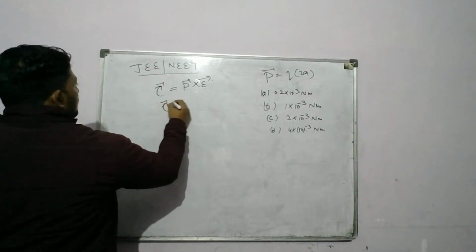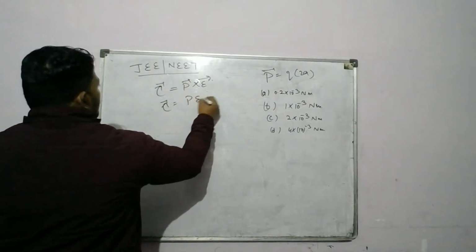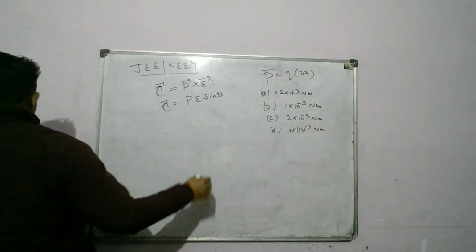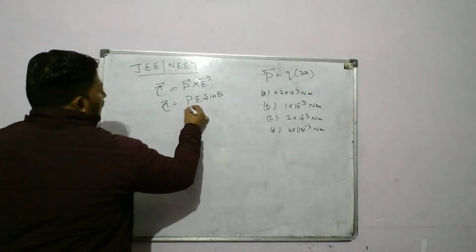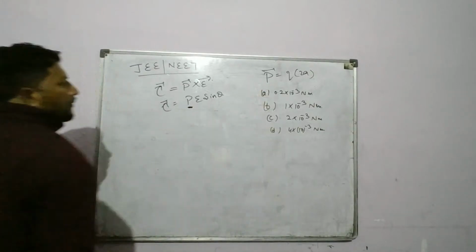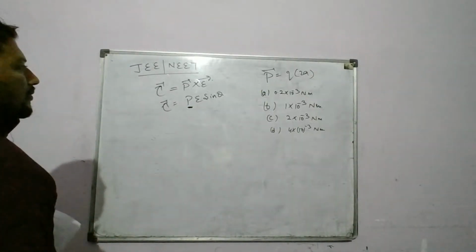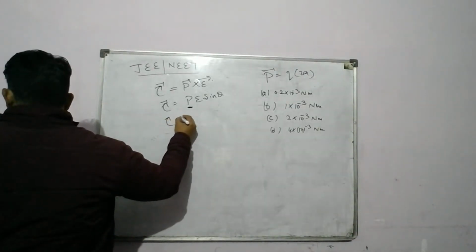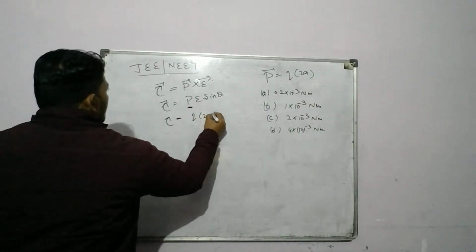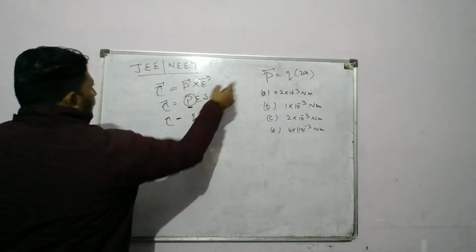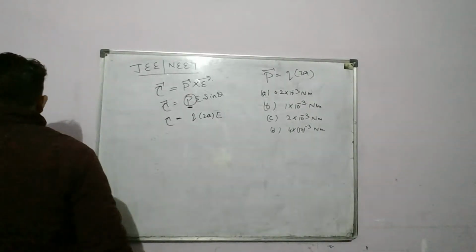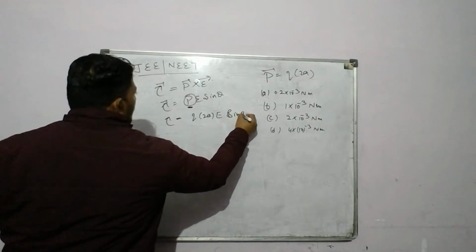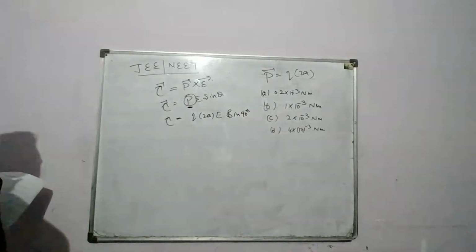Torque, if we remove the vector, is pE sine theta. If we find the electric dipole moment, it is the product of charge and distance between the two point charges. So we write here torque is equal to Q into 2A into E, where P is equal to Q into 2A, into sine 90 degree. So sine 90 is equal to 1.